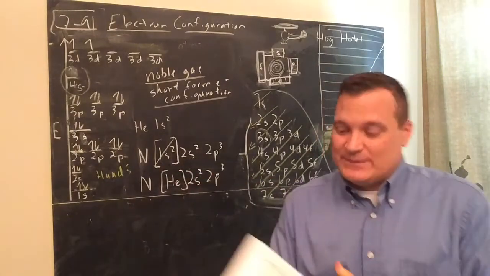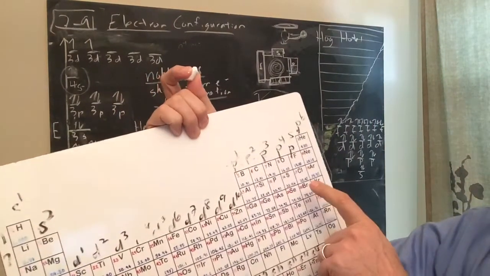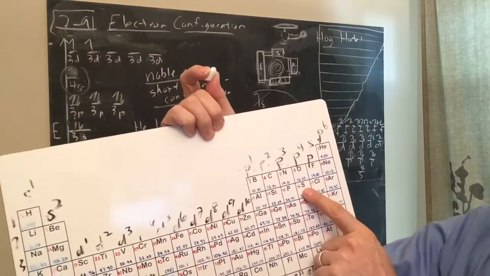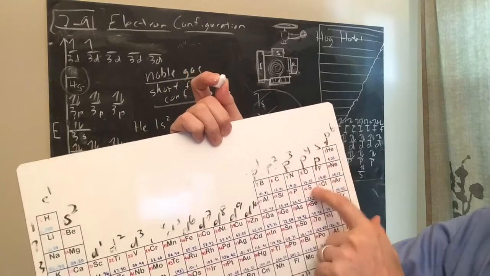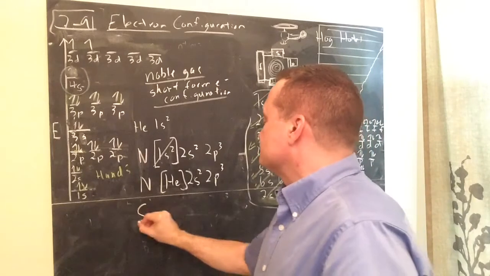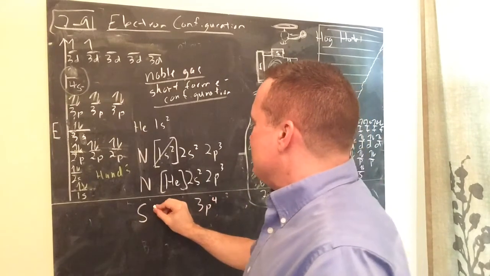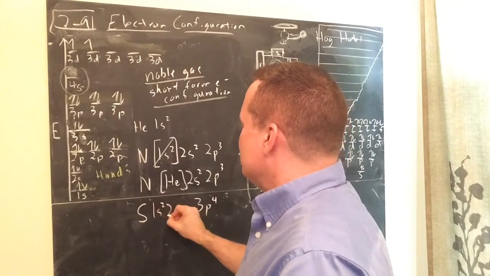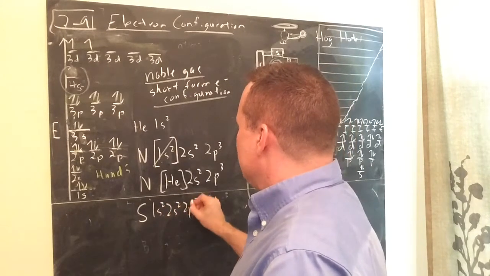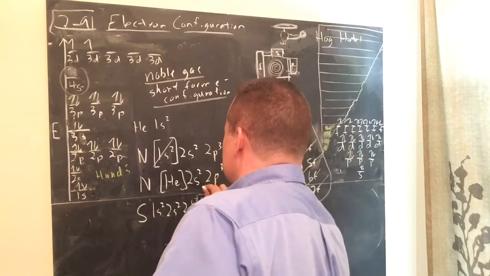Well, let's pick another element, and we'll see how it is a short form. Let's pick sulfur. Sulfur goes all the way to P4 of what? 3P4. So sulfur goes all the way to 3P4. So now that means 1s2, 2s2, 2p6. Well, I would run out of space right when I started that.